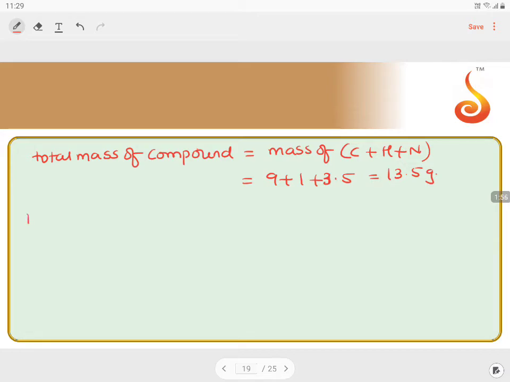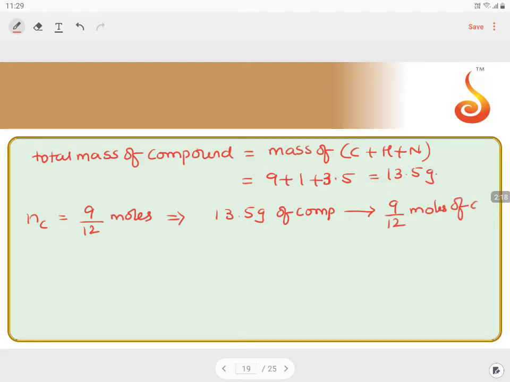Now we know the number of moles of carbon is equal to 9 by 12 moles. Now we know in 13.5 grams of compound, we have 9 by 12 moles of carbon. If 13.5 grams has this many moles, in 108 grams of compound how many moles of carbon is there? So that becomes your atomicity. This only becomes the atomicity of your formula. So indirectly we get it.